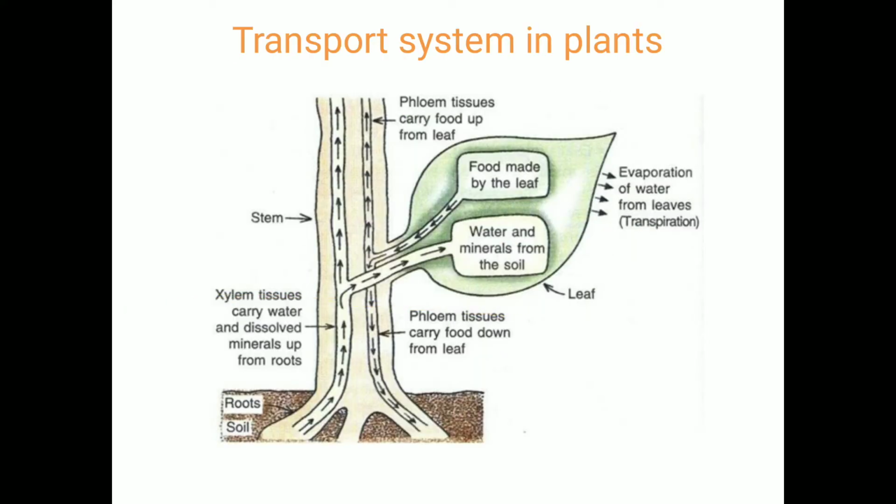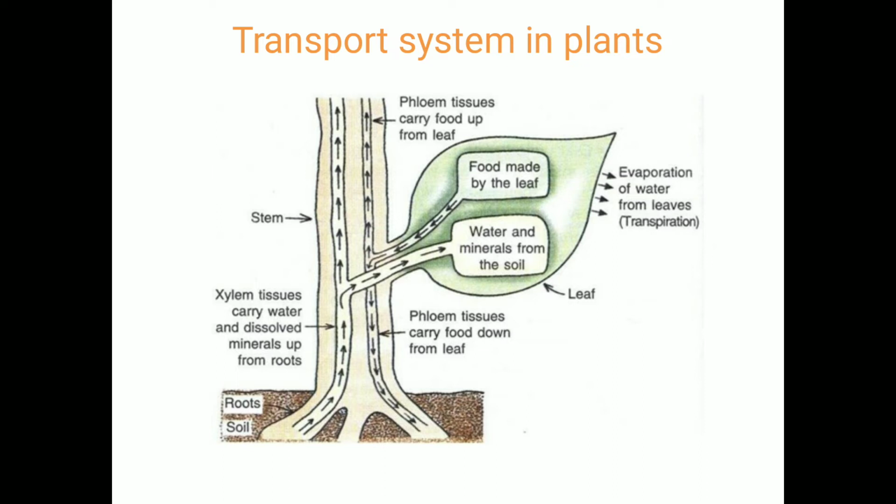Now, here is the transport system in plants. One thing you have to pay attention to: the xylem tissues carry water and dissolved minerals up from the roots. That flow is unidirectional, that is, upwards only. It is going to the leaves also. Water and minerals from the soil go to the leaves, and food made by the leaves goes up to the stem and also to the root.